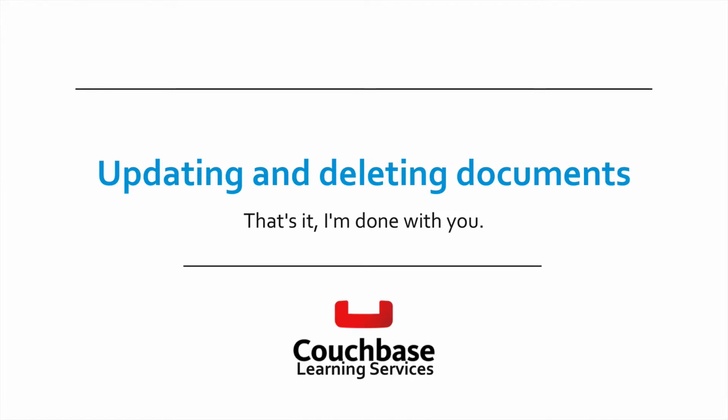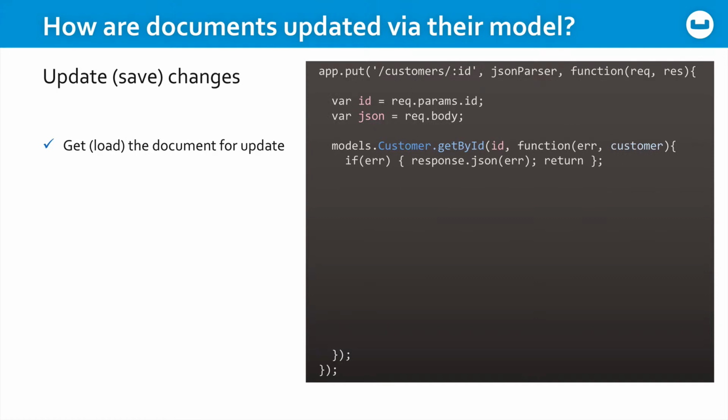To complete your tool belt of working with the Ottoman Object Document Mapper, we need to cover updating and deleting documents. To update a document, you would implement, likely for a REST API, a put request, and that request would post modified JSON to be persisted back to an existing document.